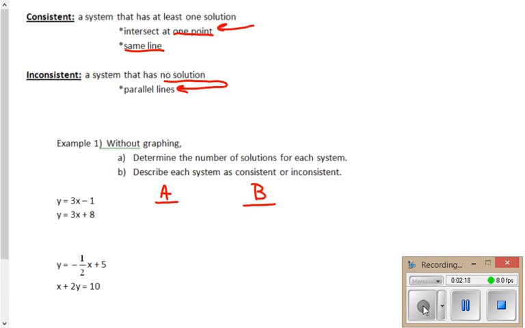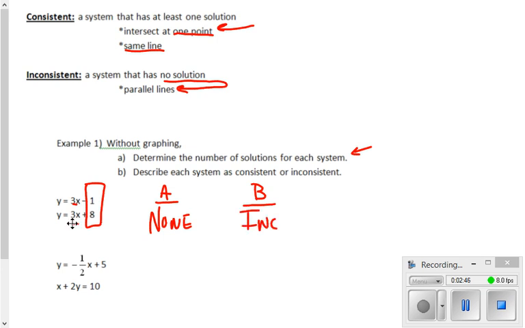Looking at the first example, we have two that are already in slope-intercept form, and I can see that the slopes are both the same, but they have a different y-intercept. If they're both the same and with a different y-intercept, the number of solutions that the system is going to have is none. They're not going to have any because they will not intersect. Those lines are parallel. However, you also need to state that it will be an inconsistent solution, meaning that they'll never intersect.